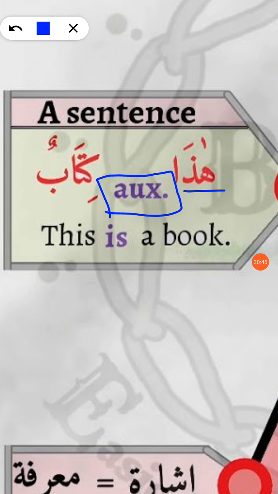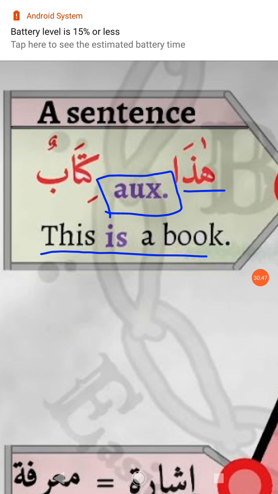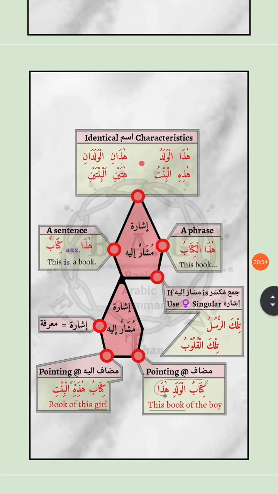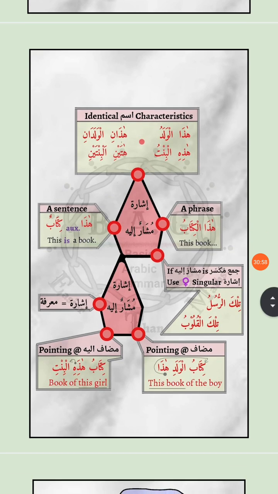Okay, so haza kitabun means this is a book. Okay, I hope this is clear. We will practice these formations in more detail in the next section, inshallah. Okay, what did we do next?